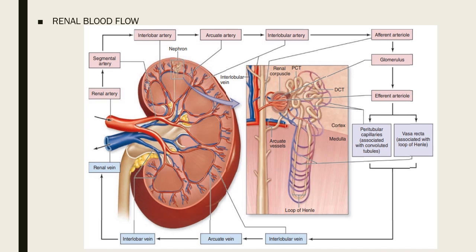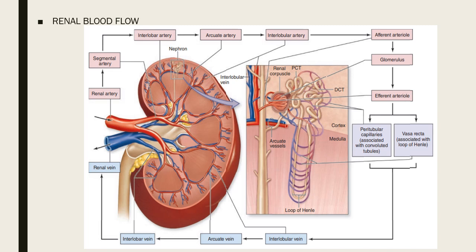For your renal blood flow, it will start from your renal artery, which carries blood to your kidneys. The blood will go into your segmental artery, to your interlobar artery, to your arcuate arteries, to your interlobular artery, to your afferent arteriole. That is already part of your renal corpuscle.